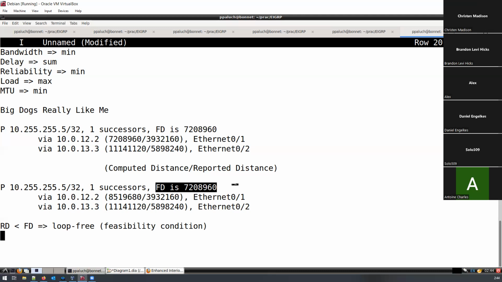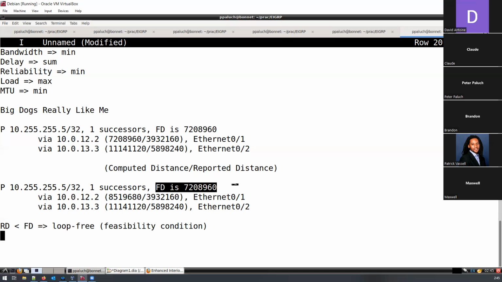So it's safe to use you. This is how the feasibility condition works. And every single path choice in EIGRP is subject to this feasibility condition because we want to be loop free. And that is exactly why we need the feasible distance to be a historical record rather than the momentary distance. Because if it was momentary distance, we would be making exactly the same choices as RIP.